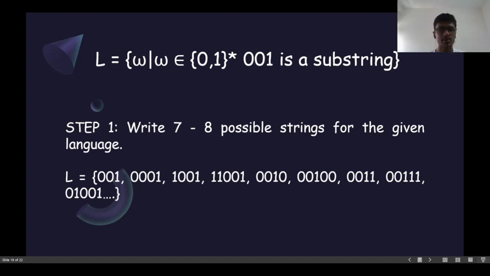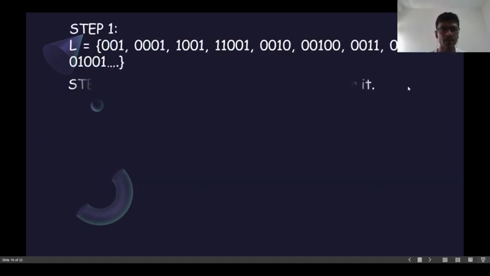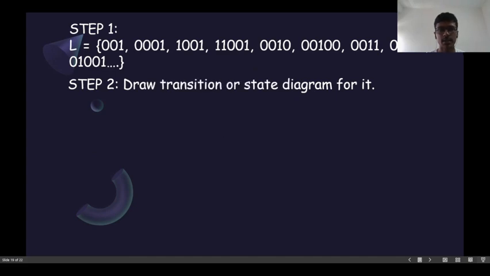Okay, now with these possible strings, we can go to solve the next step. Here the next step is to draw the transitions of the state diagram from the sample strings which we have derived.